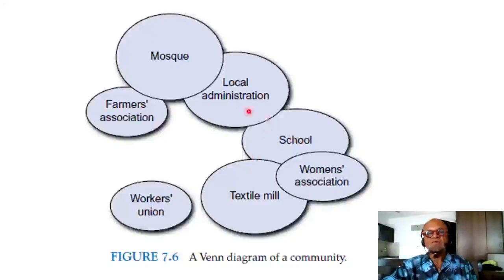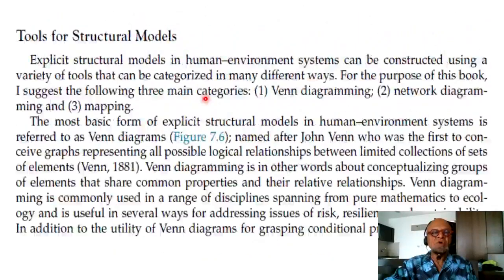The school has to interact with local administration for its rules and regulations and various resources. If it's a public school, there is funding coming from local administration. There may be a mosque involved which is interacting with the farmers association, because farmers may have a mix of religions. It's just an example. So think about what a Venn diagram means for any community, and it can get more or less complicated depending on what the system is that you are trying to capture.